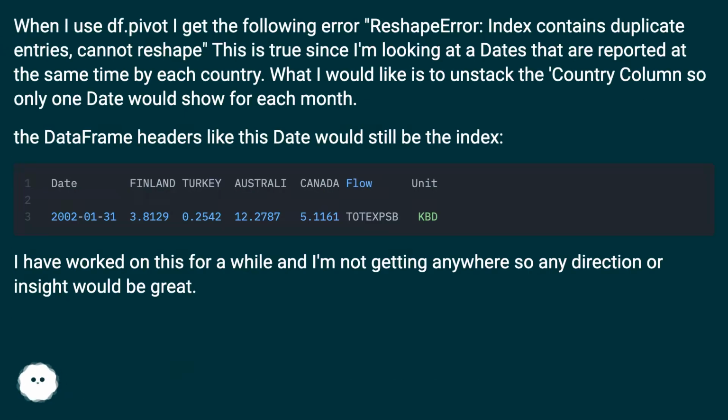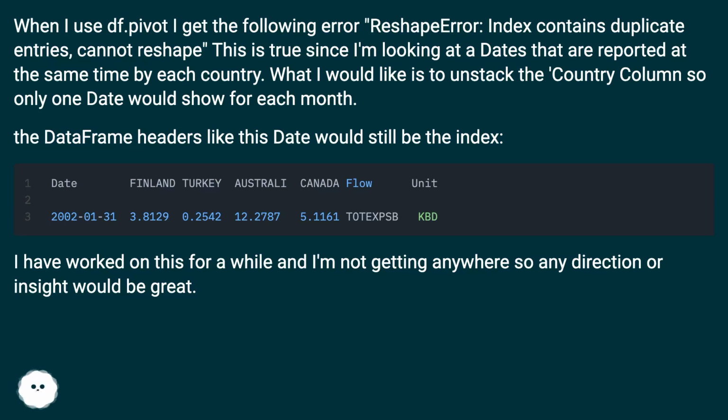When I use df.pivot, I get the following error: reshape error. Index contains duplicate entries, cannot reshape. This is true since I'm looking at dates that are reported at the same time by each country. What I would like is to unstack the country column so only one date would show for each month. The data frame headers like this, date would still be the index.